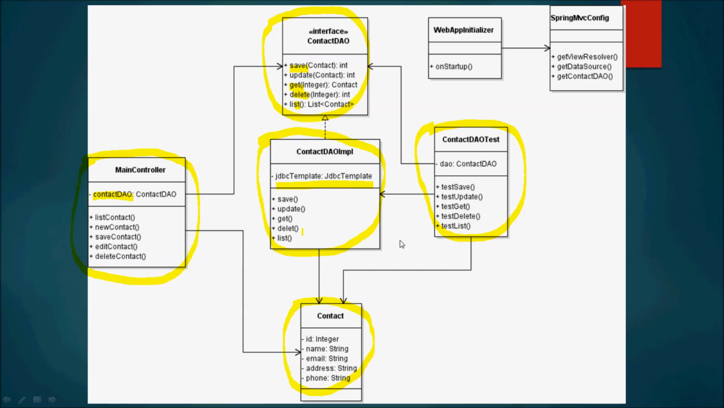we use Java configuration, Java config, and annotations instead of XML. So we write code for the web app initializer class to bootstrap the Spring MVC dispatcher servlet, and we configure Spring MVC stuff in the Spring MVC config class. Here we will configure view resolver, data source, and contact DAO. So that's an overview of the interfaces and classes we are going to code in this project, so you can have a high level overview.